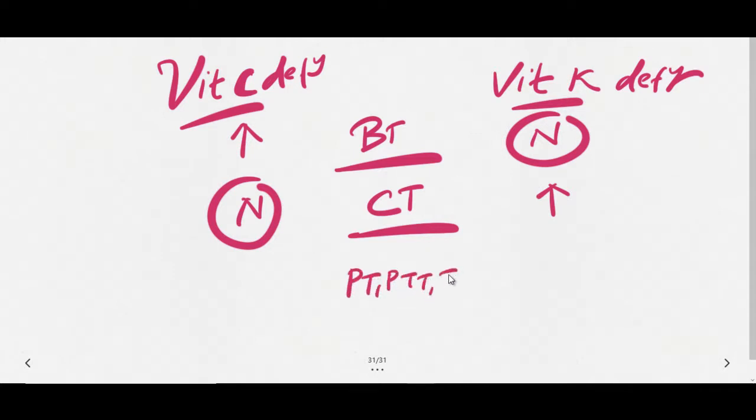Same way, prothrombin time, PTT and TT will increase in case of vitamin K deficiency, while they remain normal in case of vitamin C.